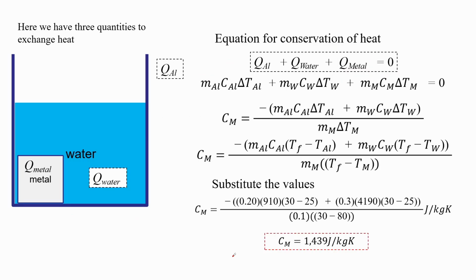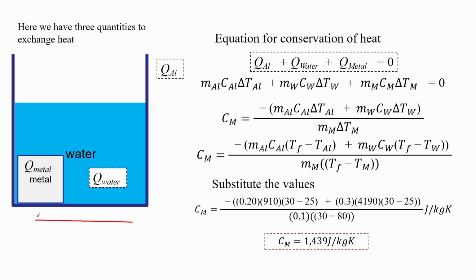We draw the problem and see that there are three quantities that interact by exchanging heat. We then write the equation for the conservation of heat energy. These three quantities are the Q from the aluminum can, the Q from the water, and the Q from the metal block, which has a higher temperature compared to the can and water. So, we can imagine that this one will lose heat and the other two quantities will gain heat.